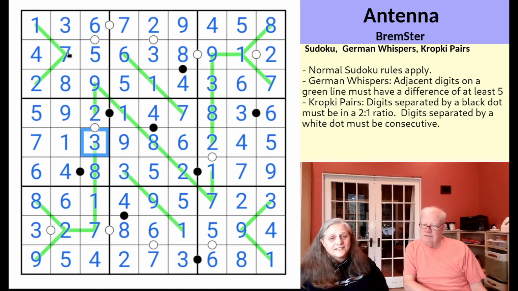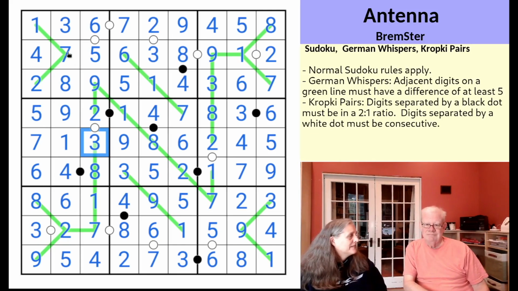Yeah. Lovely puzzle. An apt title as it sends information from one edge of the grid to the next. Yes.